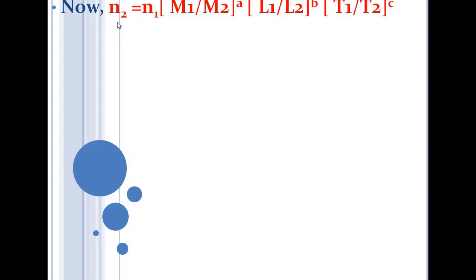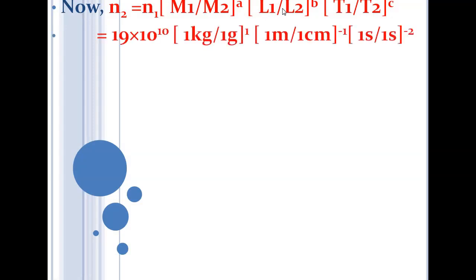How does this relation come? If there is any confusion with this relation, I suggest you see the previous videos, and we'll get the n1 value. For n1, replace the value 19 into 10 power 10 in SI. The unit quantity is 1 kg. In CGS, it is 1 gram. L1 is 1 meter. L2 is 1 centimeter, and T1 is 1 second. About the powers, a equals 1, b equals minus 1, and c equals minus 2, on the basis of the dimension of Newton per meter square.